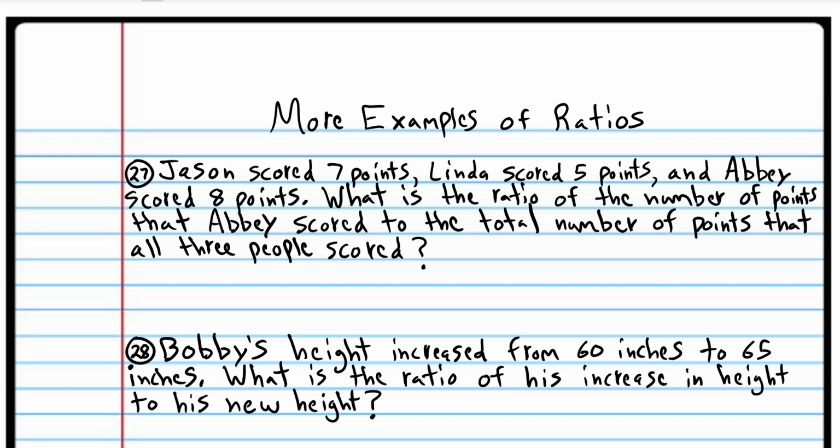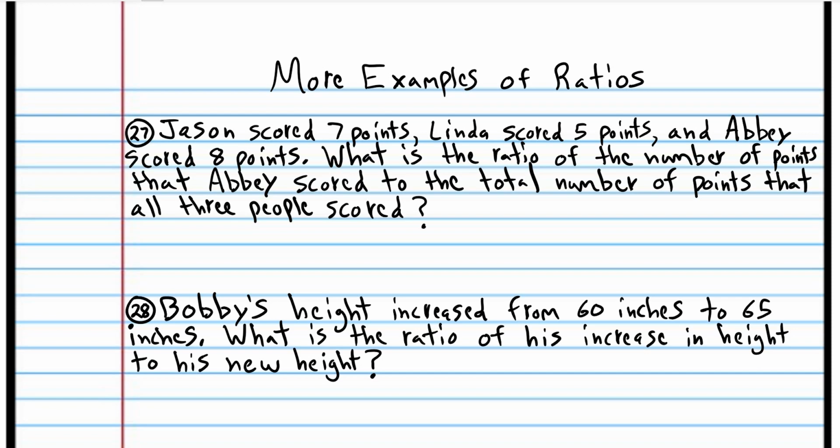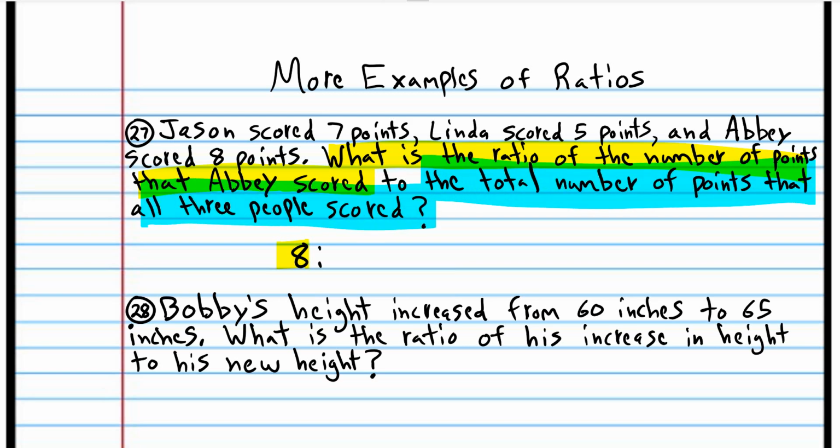Jason scored 7 points, Linda scored 5 points, and Abby scored 8 points. What is the ratio of the number of points that Abby scored to the total number of points that all 3 people scored? We know the number of points that Abby scored is 8. Then it says to the total number of points that all 3 people scored. So that's going to go here, and we just add all the numbers up. 7 plus 5 is 12. 12 plus 8 is 20. So that number will be 20.